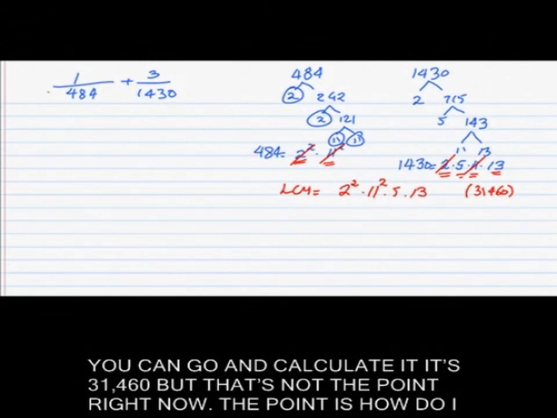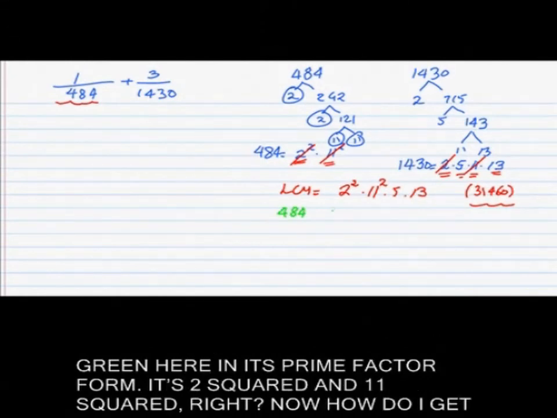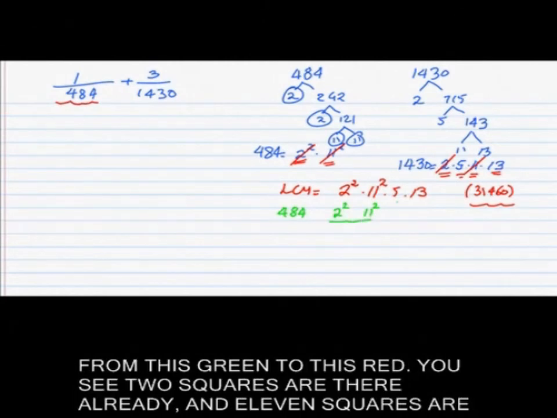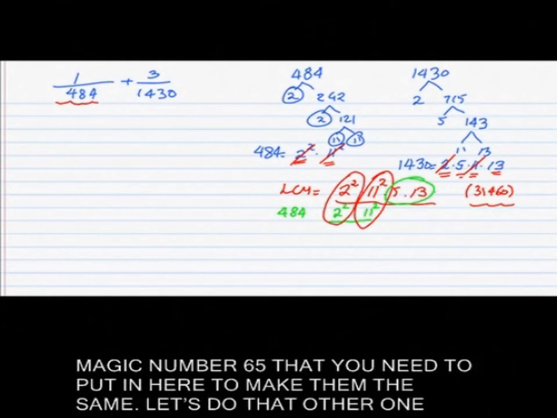The point is, how do I get from 484 to that big number? Here's the magic thing. I'm going to write 484 in green here in its prime factor form. It's 2 squared and 11 squared. Right? Now how do I get from this green to this red? You see 2 squares are there already and 11 squares are there already. The only thing I need is then 5 times 13, which happens to be 65. That's the magic number, 65, that you need to put in here to make them the same.